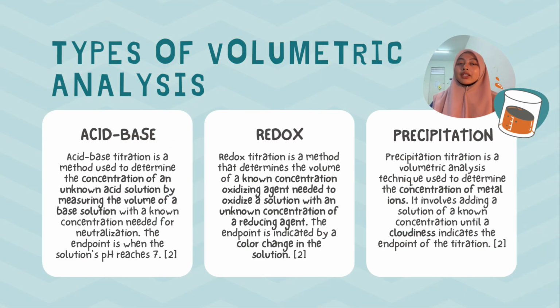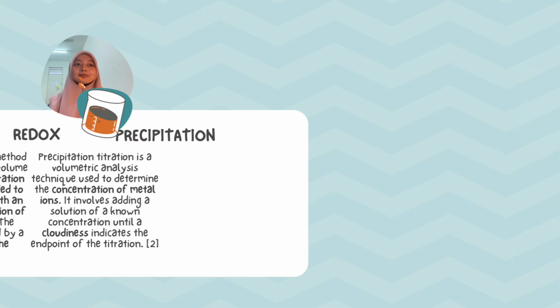Do you know there are three common types of titrations, which are acid-base, redox, and precipitation. Each one is used depending on what kind of substance we are analyzing. Firstly, acid-base titration, which is used to find out how much acid or base is in a solution by neutralizing it. Second, redox titration, which involves a color change and is used to study reactions where electrons are transferred. And lastly, precipitation titration, which involves forming a solid, which is a precipitate, to find the amount of certain metal ions in a solution. In this study, we focus on acid-base titration, where the endpoint is determined by a change in pH, indicating that the cleaning agent has been successfully neutralized.